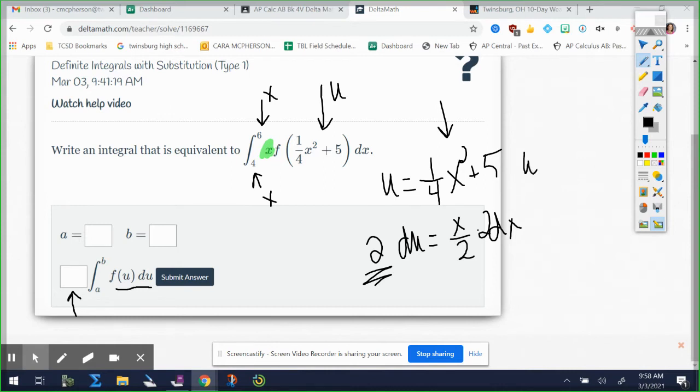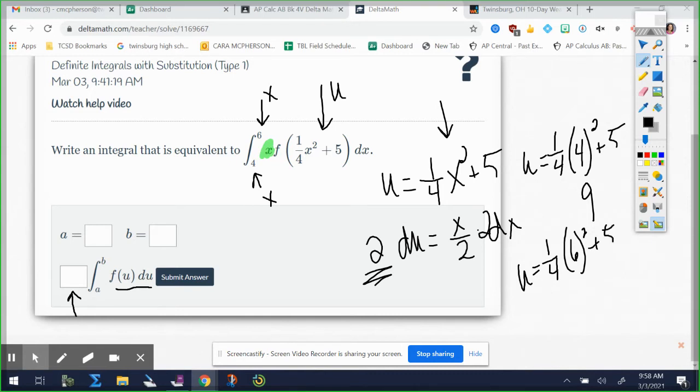So my lower boundary is 4, so if I put 4 where the X is, and a lot of this is done with a calculator, I have 1/4 times 16, that's 4. 4 plus 5 is 9. That means my lower boundary should actually be a 9 if we're in terms of U's. And then my upper boundary, when I put in 1/4 times 6 squared plus 5, I get a fourth of 36, which is 9. 9 plus 5 is 14. So you'll have to actually change your boundary.